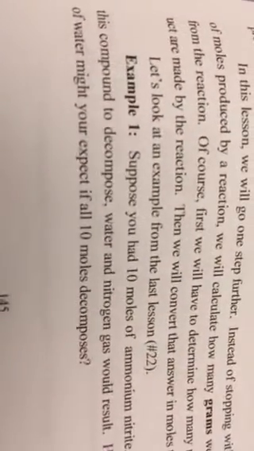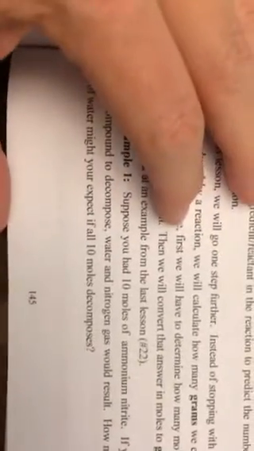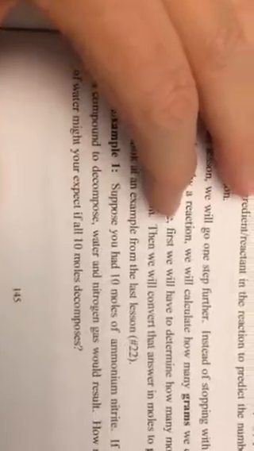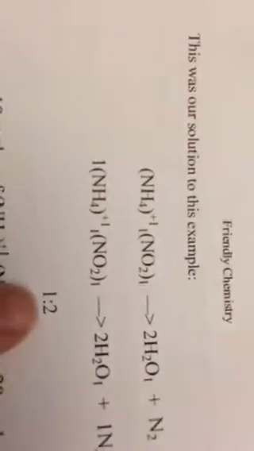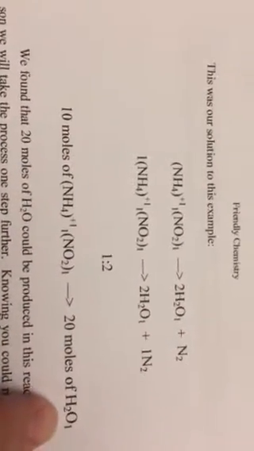In fact, they use the same example in example 1 with our 10 moles of ammonium nitrate, allowing them to decompose into water and nitrogen gas. Instead of asking how many moles, they ask how many grams. So we start out with the same equation. We write out the equation. We balance the equation. We find out that the mole ratio is 1 to 2 and that 10 moles produces 20 moles of the oxygen. And we knew that. So here's our extra step.